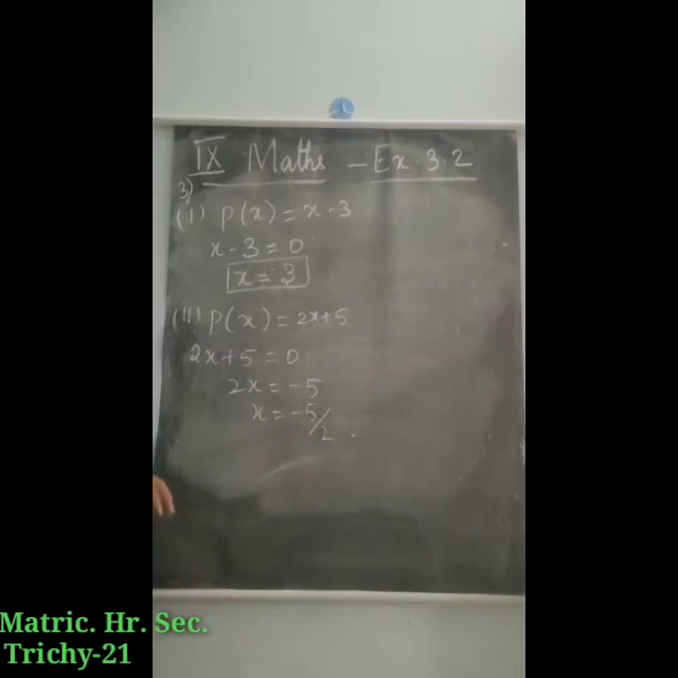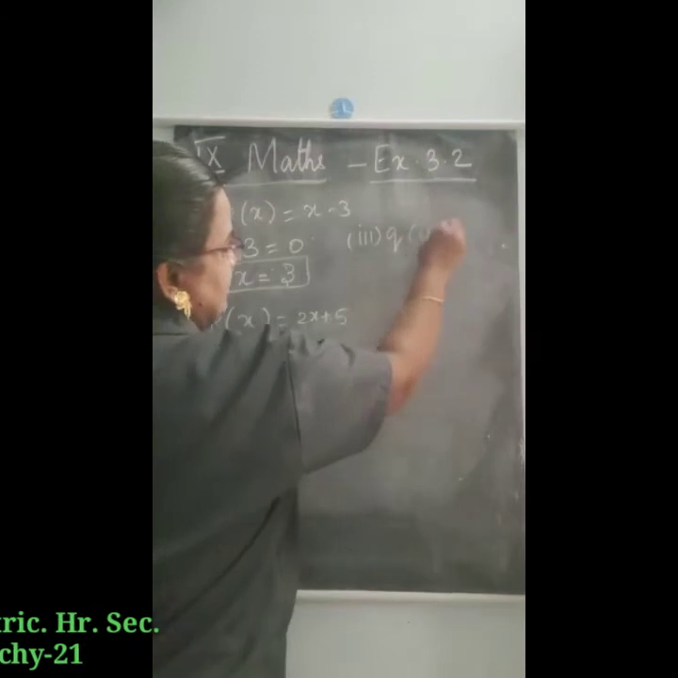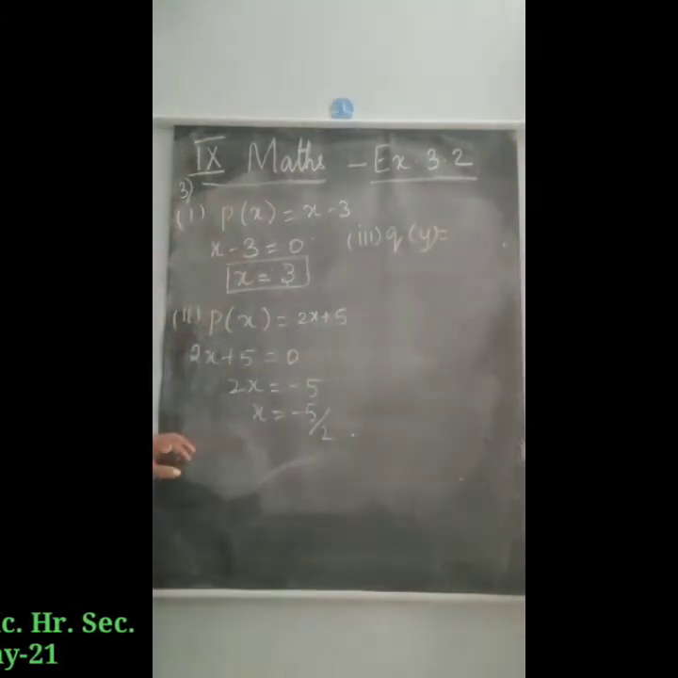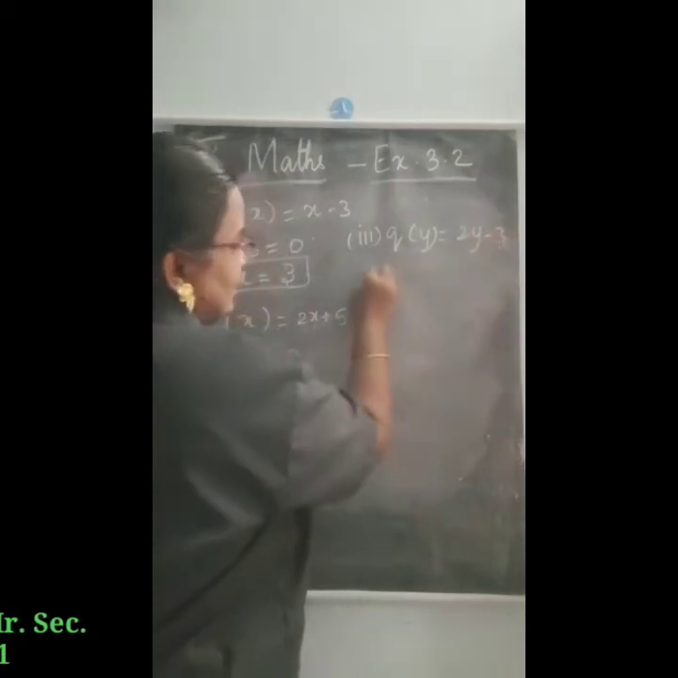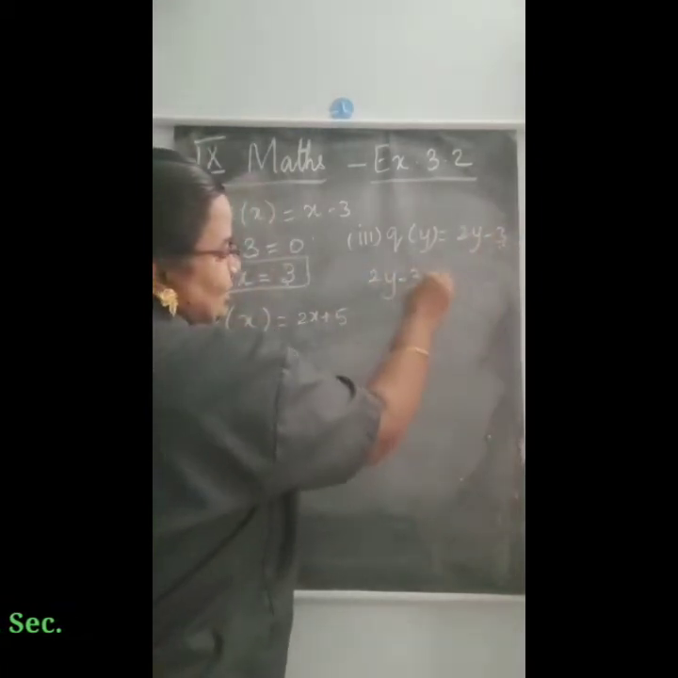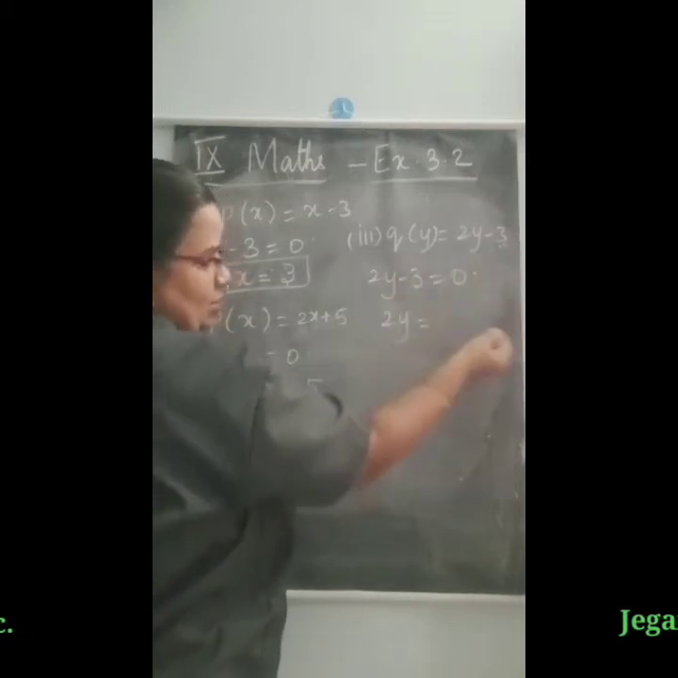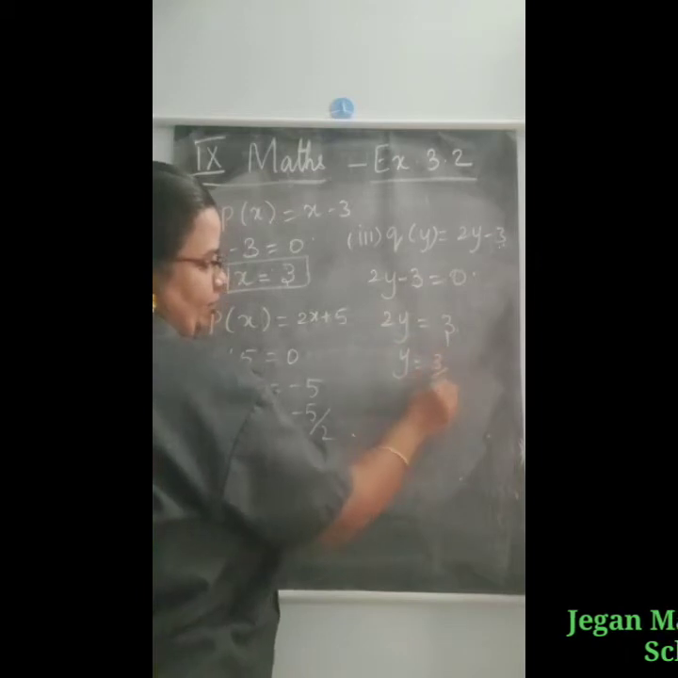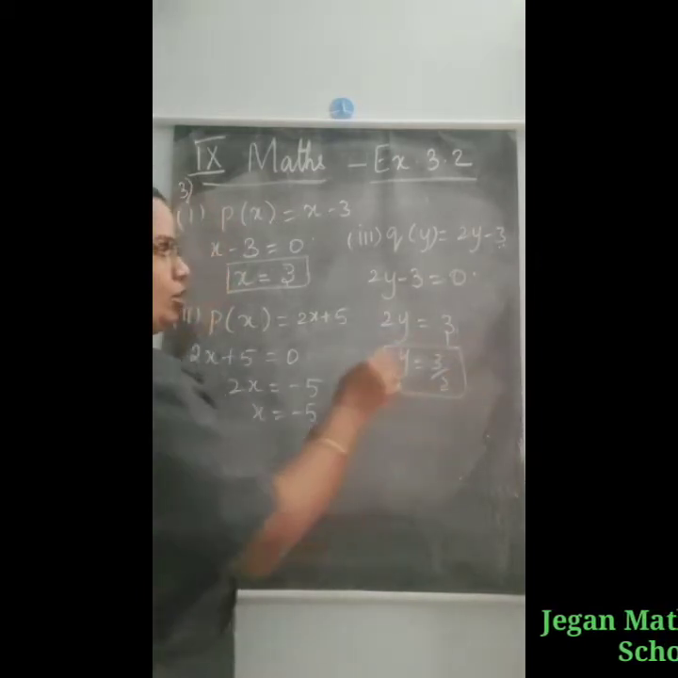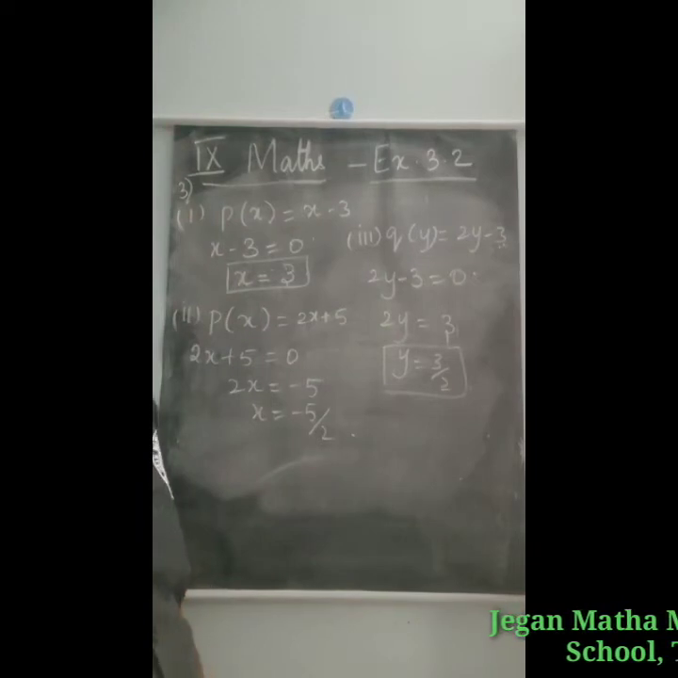And next one, third one is q of y is equal to 2y minus 3. So let us consider 2y minus 3 is equal to 0. So 2y is equal to minus 3 goes that side, we will get plus 3. So y is equal to 3 by 2. So what is the zero of the polynomial in this question? y is equal to 3 by 2.